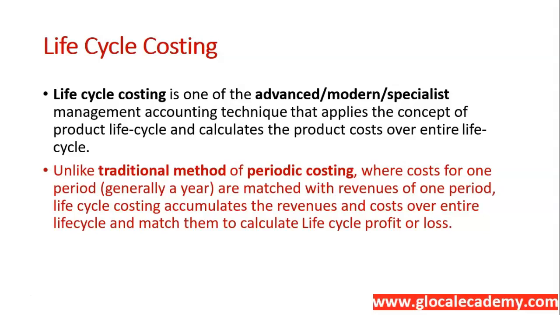Unlike the traditional method of periodic costing, where costs for one period, generally a year, are matched with revenues of one period, life cycle costing accumulates the revenues and costs over the entire life cycle and matches them to calculate life cycle profit or life cycle loss. That means traditionally we have been using periodic costing, but now this technique, life cycle costing, has been developed to remove the limitations of periodic costing.